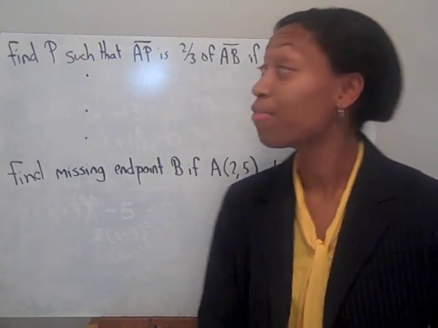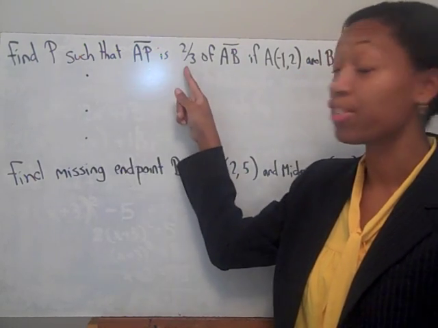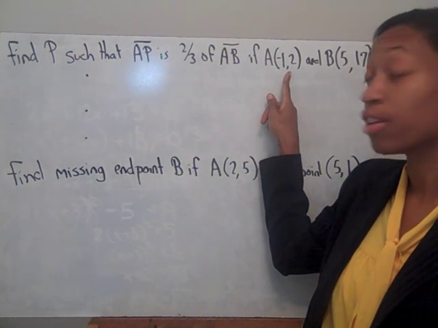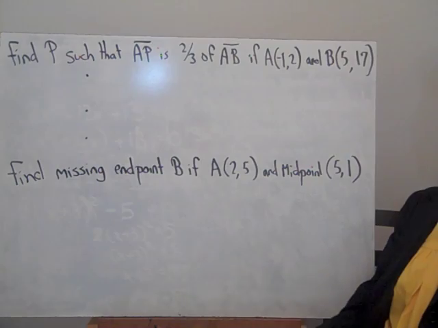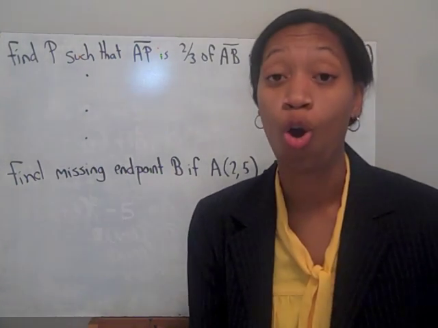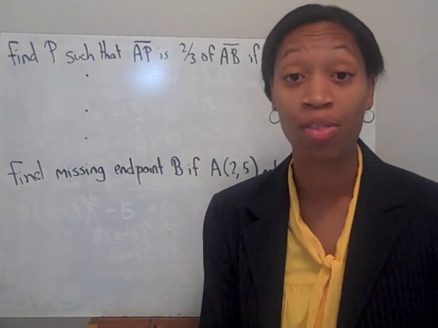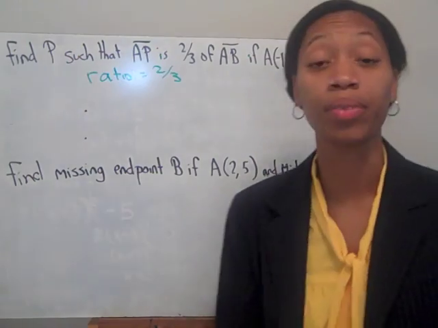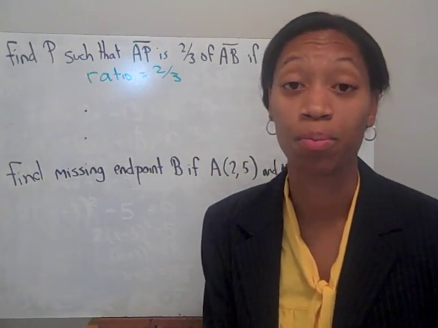Alright, let's see if we can find P such that AP is 2/3 of AB. If A is this point, -1, 2, and B is the point 5, 17. Okay, so what we're going to do is first find the ratio. Well, the ratio that we want is 2/3. Now we're going to find the slope.